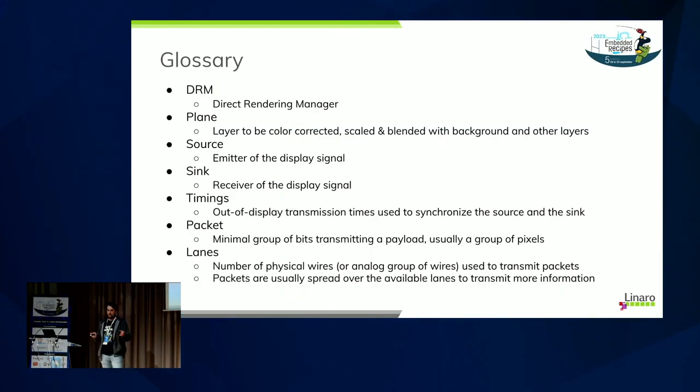So, a little glossary first for people who are not aware of all the naming we have in the DRM world. DRM is where we implement all the GPU and display drivers. It is the modern way to implement display on Linux. It stands for Direct Rendering Manager. It was initially for GPUs. Now it's for GPUs, display, and even acceleration for AI, for example.